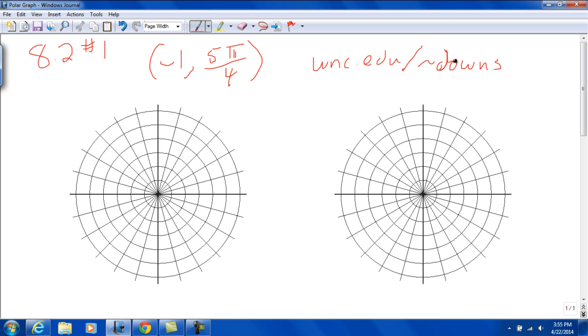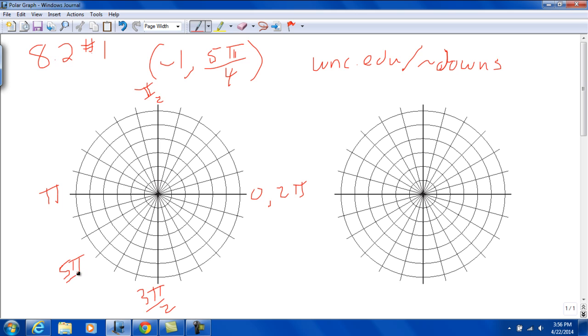Okay. So it's -1, 5 pi over 4. So first we're going to look at the angle, and it's 5 pi over 4. And so remember this is going to be 0, pi over 2, pi, 3 pi over 2, and this is 2 pi. So 5 pi over 4 is going to occur over here.